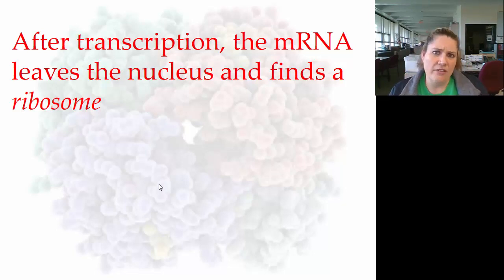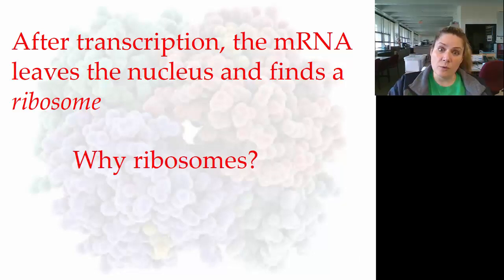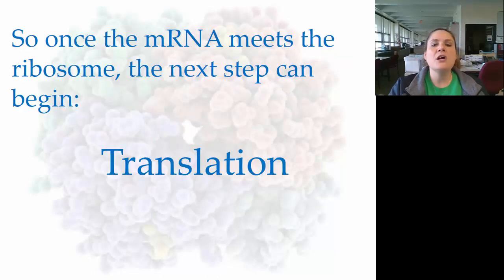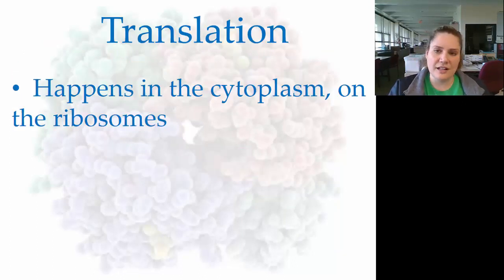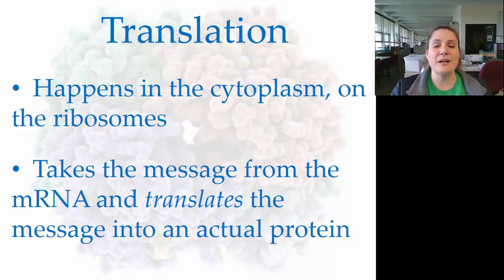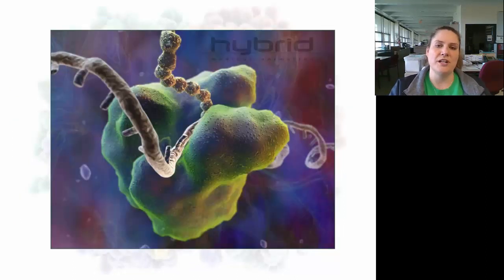Why the ribosome? Why are they going to a ribosome? Good. Hopefully you remember ribosomes are where proteins are made. We learned earlier on that that's the function of a ribosome. So once the mRNA meets the ribosome, the next step is going to begin, and that's called translation. Translation is going to happen in the cytoplasm because that's where the ribosomes are. It's going to take the message from the mRNA and translate it into the actual protein.